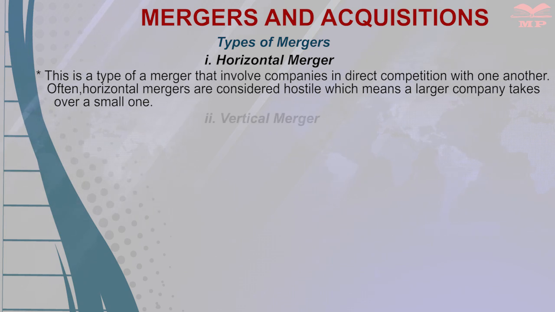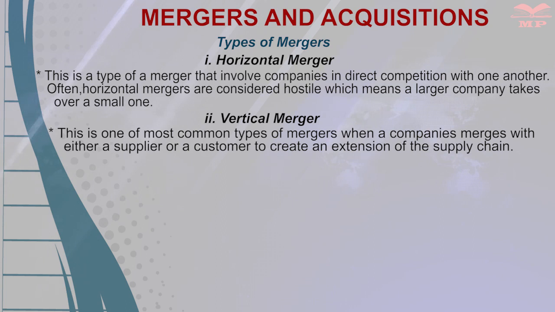We also have the vertical merger. A vertical merger is one of the most common types of mergers. When a company merges with either a supplier or a customer to create an extension of the supply chain, it's known as a vertical merger or integration. An example of a vertical merger may be a steel company merging with a car manufacturer. The steel company was previously a supplier to the car manufacturer, but after the merger will be part of the same company.